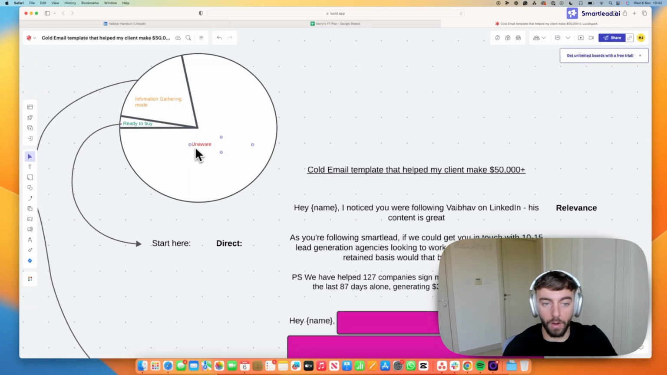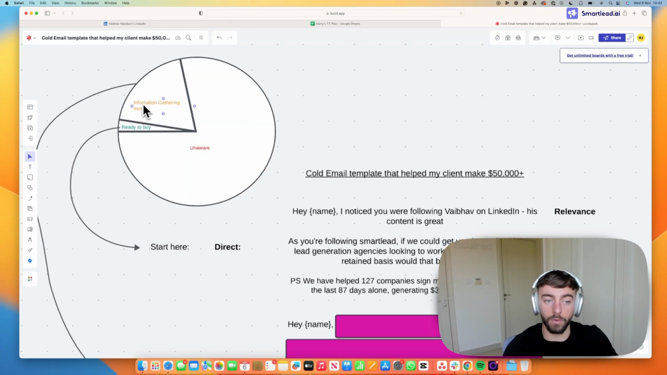So it works like this: people are unaware, then they start to want to learn more as you provide them more information, and as they gain more information, they start to become ready to buy. Obviously it works like a funnel. Not all of them will come through, but you have a percentage that go from information gathering to ready to buy as they rise up the awareness levels.